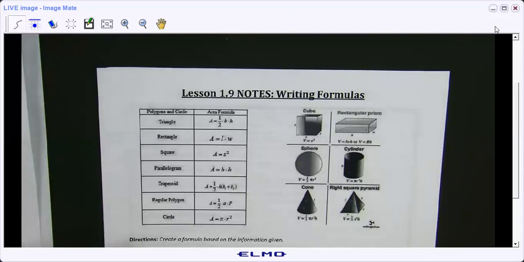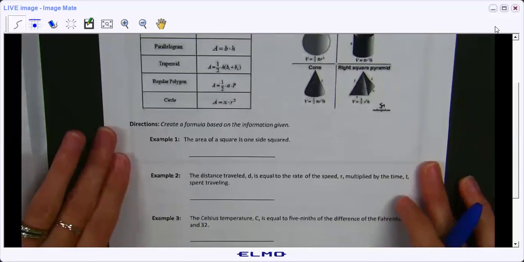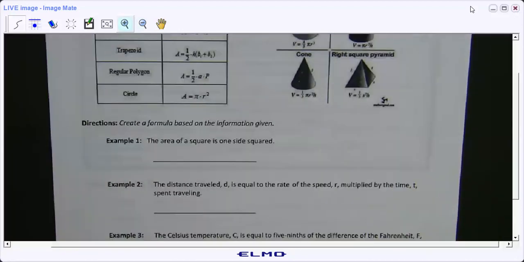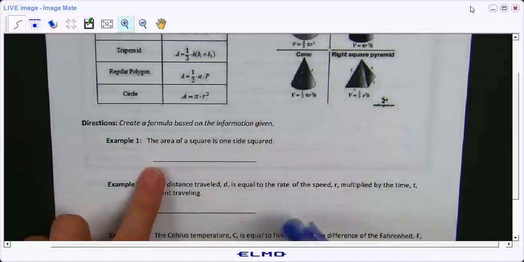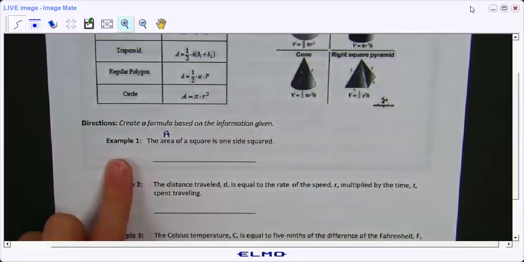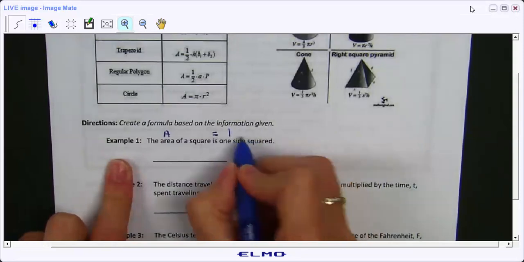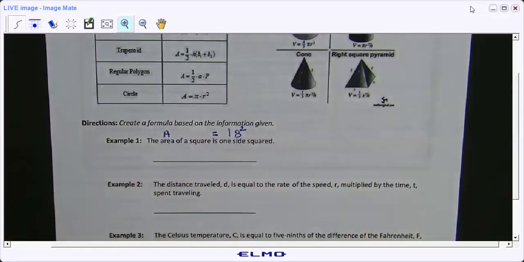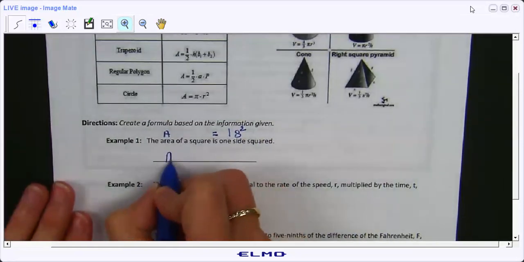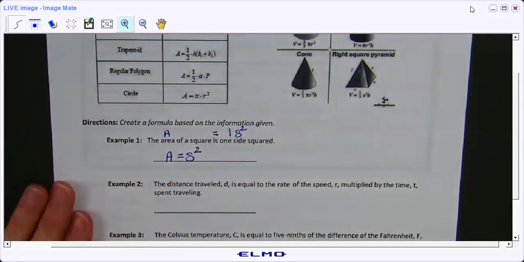Okay, so let's go ahead and go to example 1. Now, a lot of times you can just write the formula as you read it. So we have our first example. The area of a square is 1 side squared. If I were to pick apart what this is saying, I would write A for area equals 1 side, which is S, and then squared. So sometimes it's as easy as just writing the letters and the numbers that the sentence says in the order that it says it. So I would write this as area equals side squared. Okay.